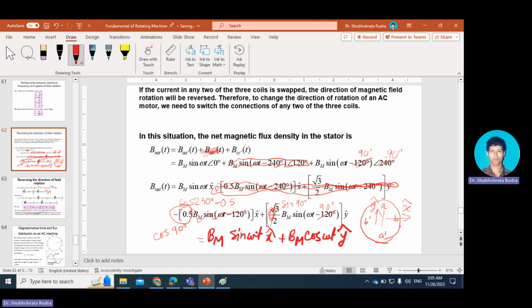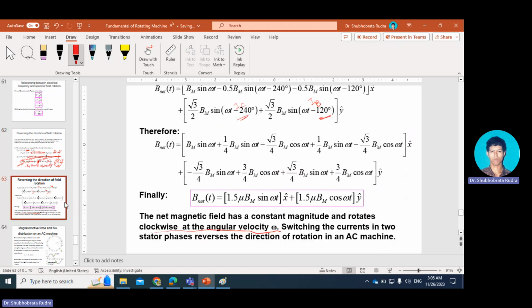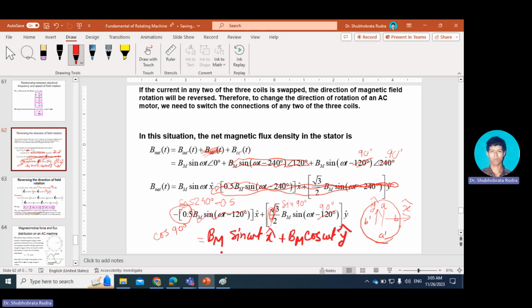Clear? And this expression completely matches the balanced three-phase case where you have 1.5 mu Bm sine omega t x cap and 1.5 mu Bm cosine omega t y cap. Here you should append mu in all the cases, because ultimately that gives you the MMF. So that gives you the resultant flux density, and that gives you the answer of question number 10.